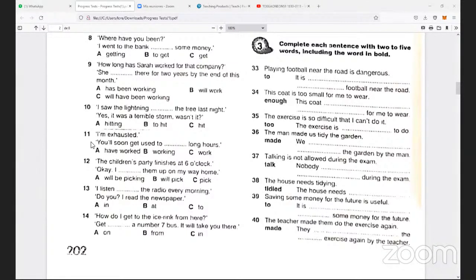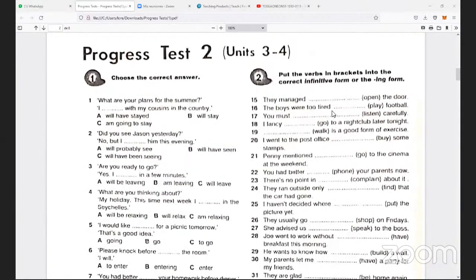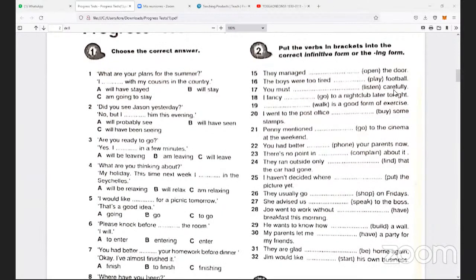Very good. Yes, perfect. So the second part, the same as the other, it says put the verb in brackets into the correct infinitive form or the ing form. So this is like a review of infinitives and gerunds, okay? So let's start. 15. They managed to open the door. Yeah, perfect.